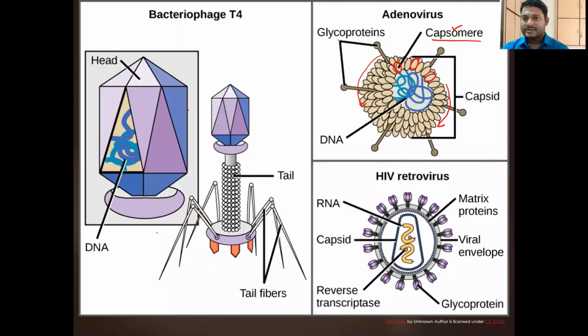There are certain glycoproteins which are also present, and in the center you are going to have the DNA, the genetic material, surrounded by this protein layer called the capsid. Now we have some others, for example the HIV virus, in which you have an additional layer outside, that is a viral envelope. But again, we don't have to worry about those structures in detail.